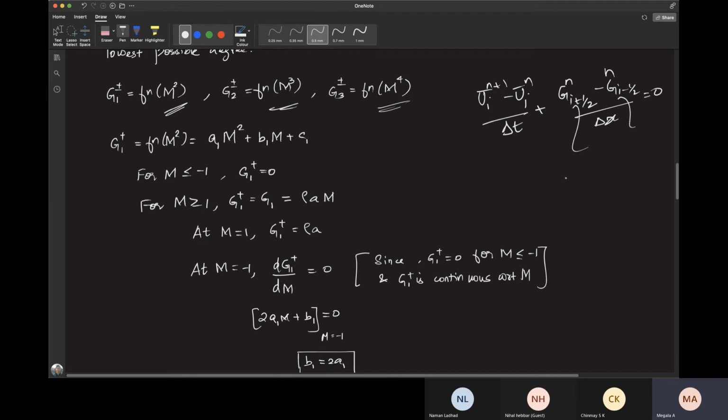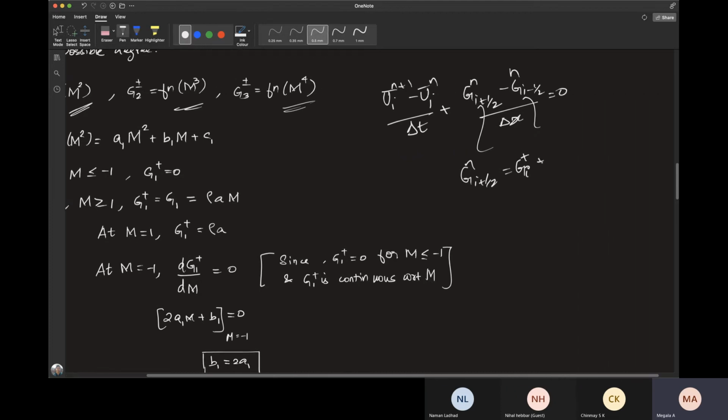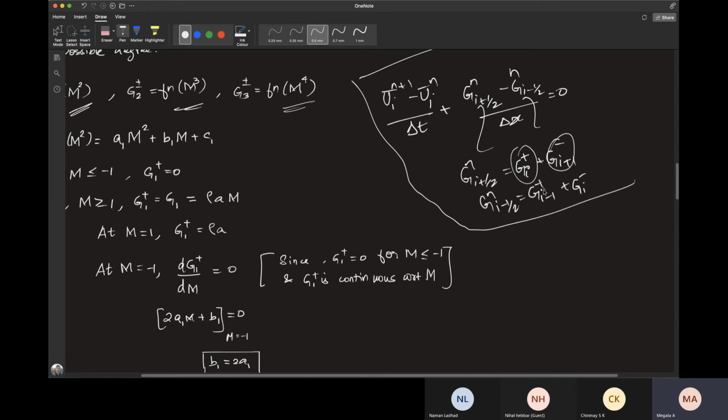And the way we are going to write I plus half n is going to be the same. It's just going to be gi plus gi minus 1. Similarly, gi minus half at n will be I minus 1 plus g. So these are the same things. The only difference is the way we evaluate gi plus and gi minus, the way these things are evaluated.